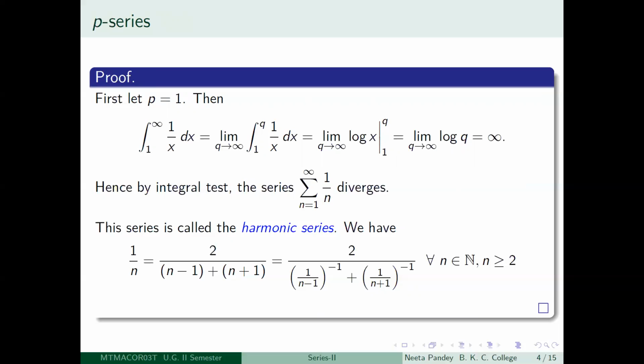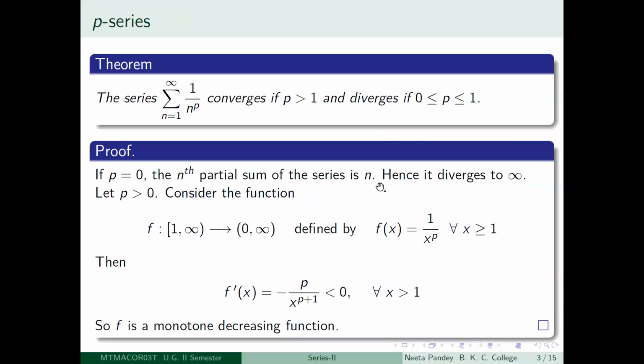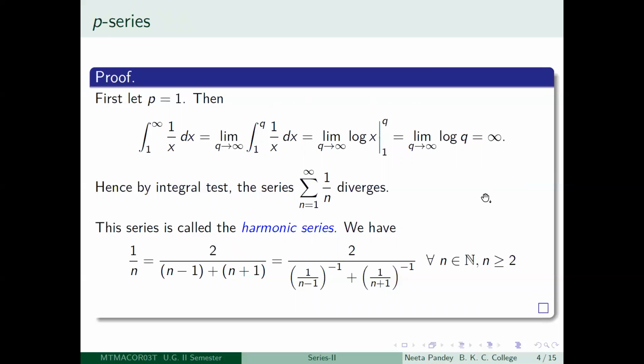In fact, for the second part, for p equal to 0 you have already seen, and now you have seen also for p equal to 1, that in both cases the series is going to diverge to infinity. The series summation 1 by n, n equal to 1 to infinity, is called the harmonic series. The word harmonic comes from music actually. It is the vibrations of the string which determine these numbers 1 by n.